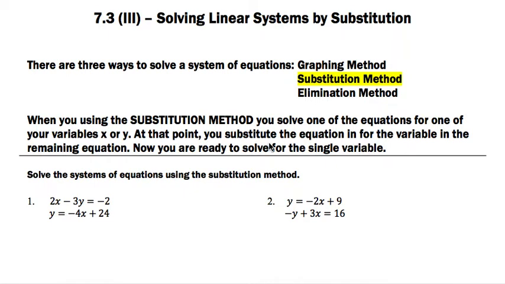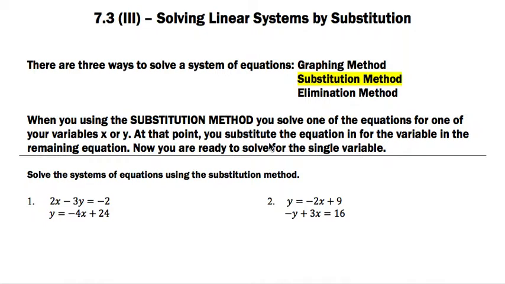In this third section of 7.3, we are going to be looking at another method for solving systems algebraically, which is a method called substitution. So as you guys know, to substitute means to replace something for something that is just like it or something that is equal to it.